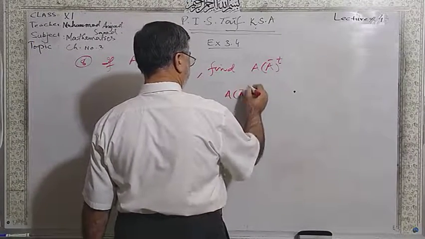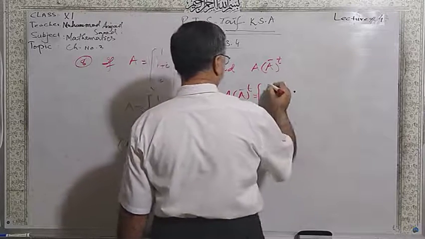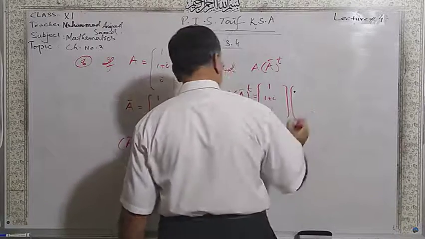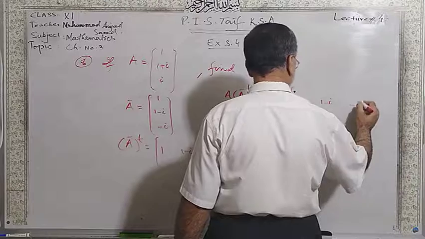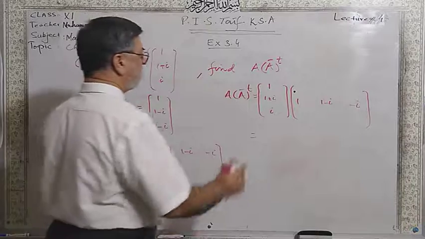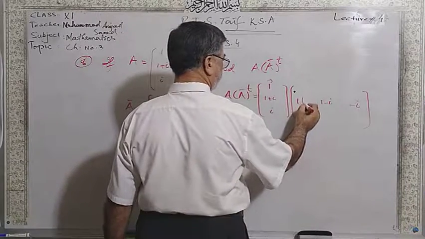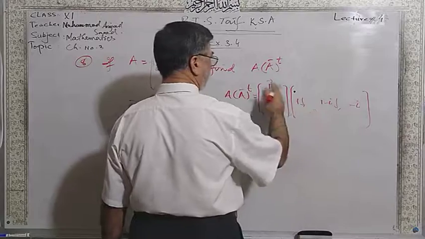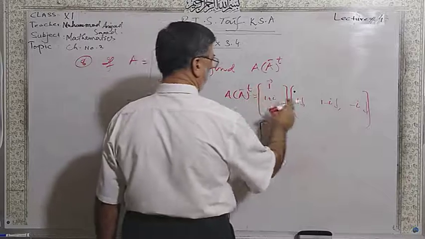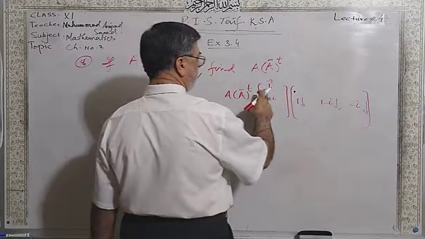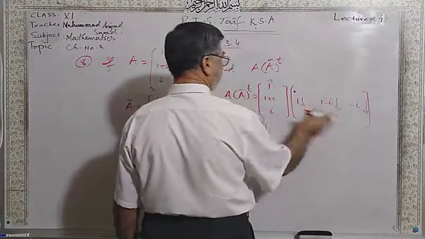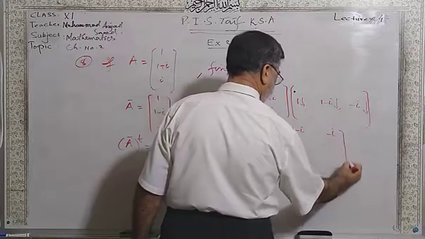A into A bar transpose. What about A? 1 plus iota and iota. Here is 1 minus iota and minus iota. Dear students, we will take first row, first column, first row, second column, first row, third column. Here we can have 1 into 1, then first into first column, second and first into second column. 1 into 1 minus iota is 1 minus iota, and here is minus iota.